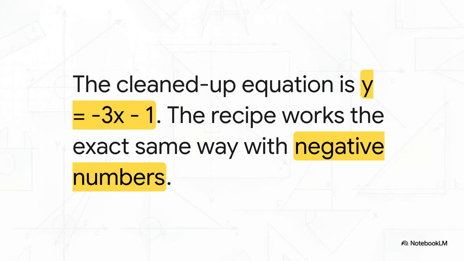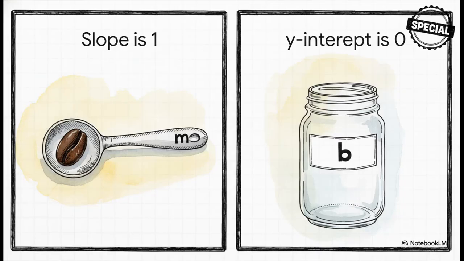Our final cleaned up answer is y equals -3x minus 1. So the recipe works the exact same way with negative numbers. We just have to do a little tidying up at the end. Okay, for our last example, let's look at 2 special cases that you're gonna see all the time. What happens when your slope is 1 or when your y-intercept is 0?